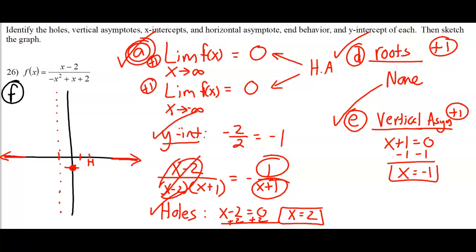Now, if you wanted to, you could plug in some test points and see what this thing is going to look like. But basically, I would want to see that it hugs the asymptote, it hits the root, and then after that, it gets flat against the horizontal asymptote. And then don't forget, you should have a hole there, so you want to include that hole.